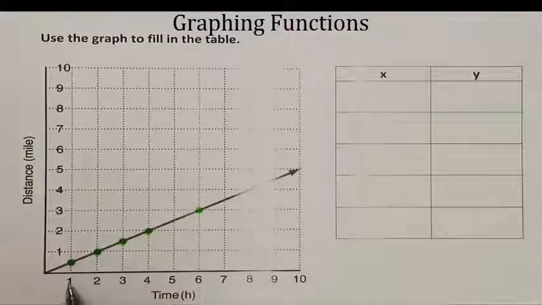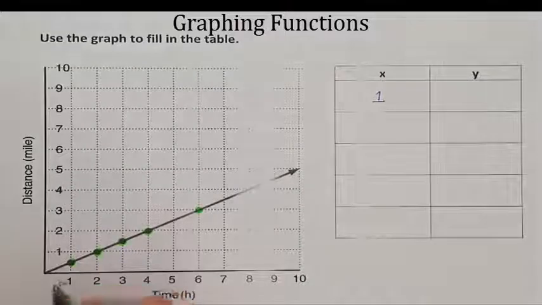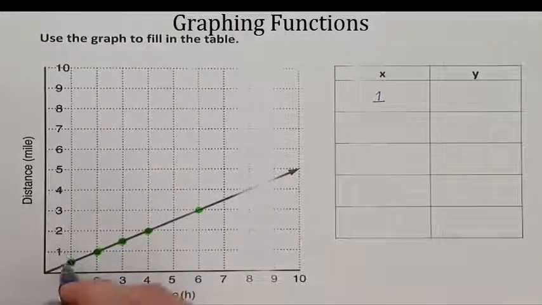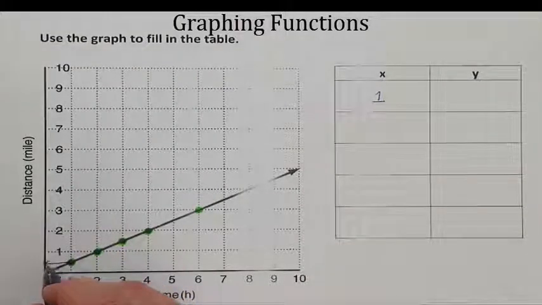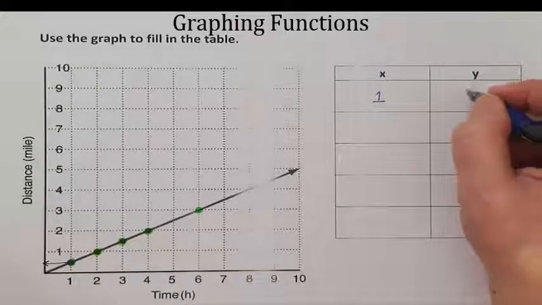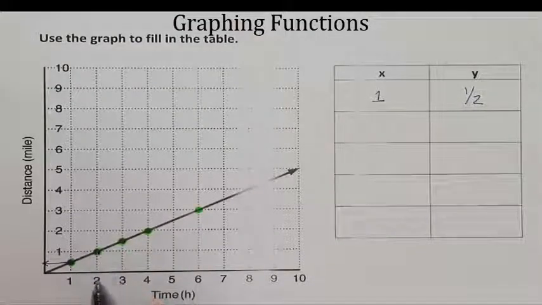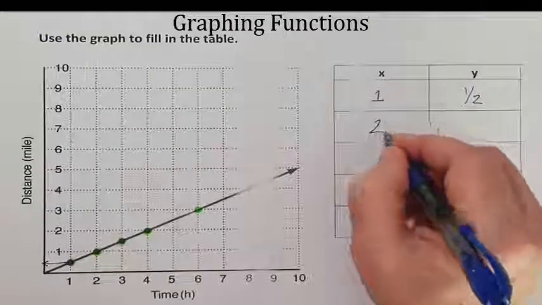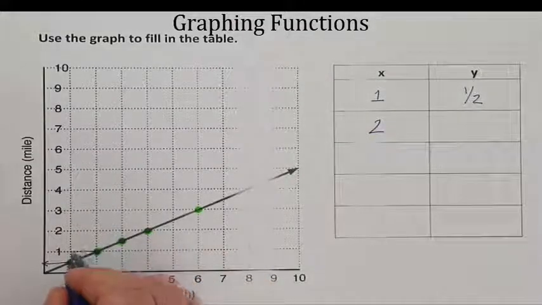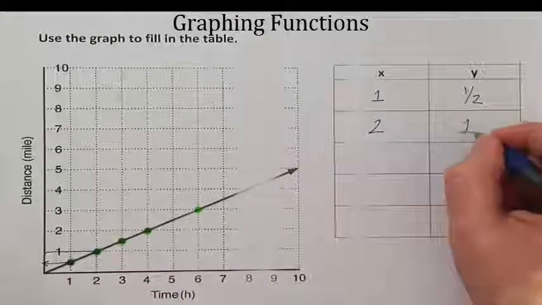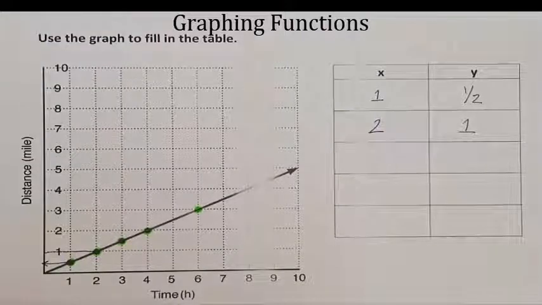So looking at this, I picked a point of 1. So my first had an x of 1. Now at 1, where did it hit the y-axis? I'm going to have to guess. It looks like it hits at about a 1/2. So here is 1/2. The next point I chose was at 2. So here is my 2. And where did that reach on the y-axis? That reached at 1. So the coordinate point 2, 1.